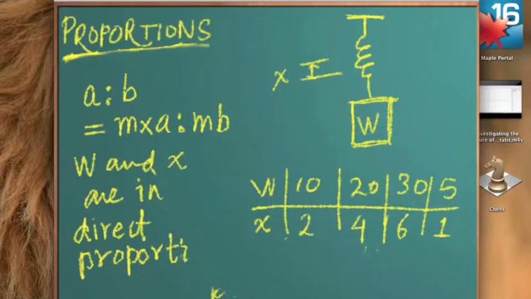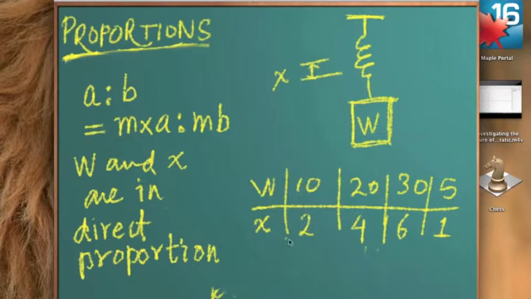So I'll repeat it once more. When are two quantities in direct proportion? Exactly when, if you double one quantity, the other doubles as well. If you triple one, the other triples as well. Or another way of saying the same thing is that the ratio of the two quantities is fixed.